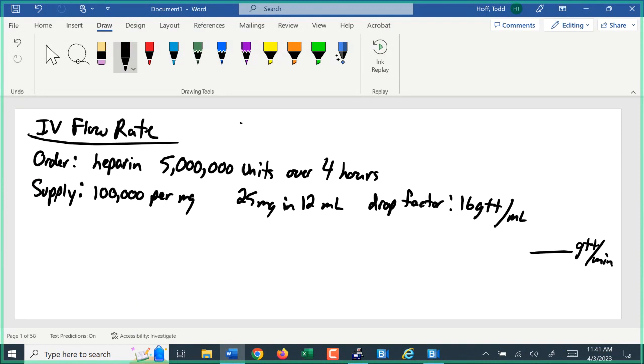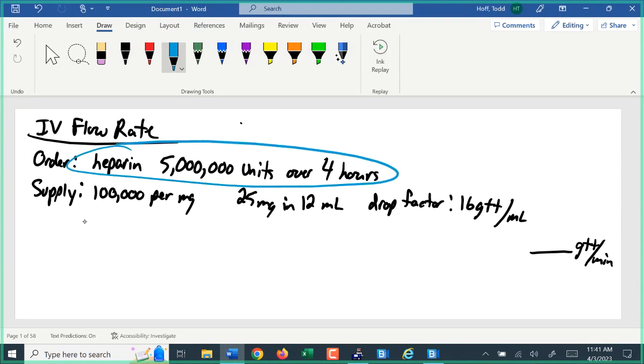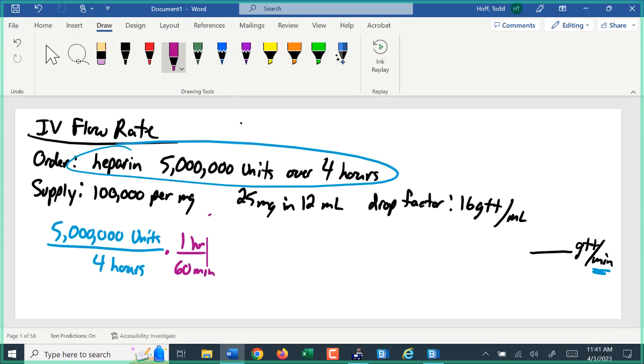Okay, let's go ahead and work through this. So we'll start off with the doctor's order here again, as always. 5 million units over the time of 4 hours. Now our dosage is given in minutes, so one of the first things I would do is get rid of those hours. So 1 hour is 60 minutes. So that cancels out the hours, and we now have minutes as our time. And that's what we want, is minutes in the bottom of our fraction.